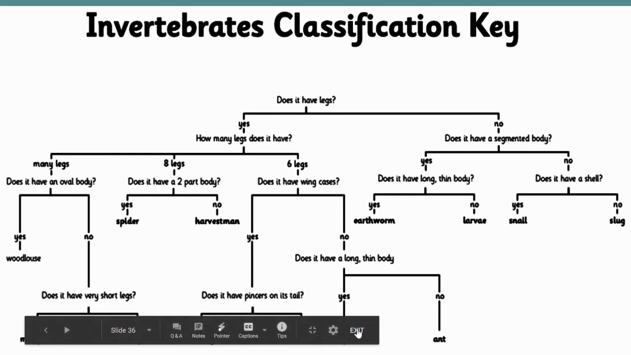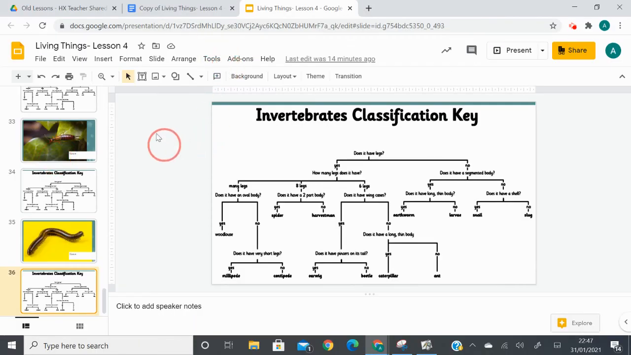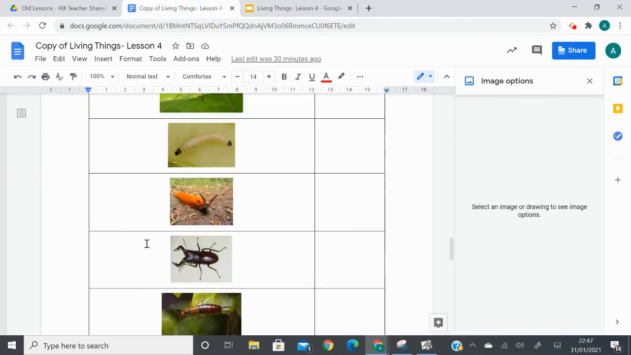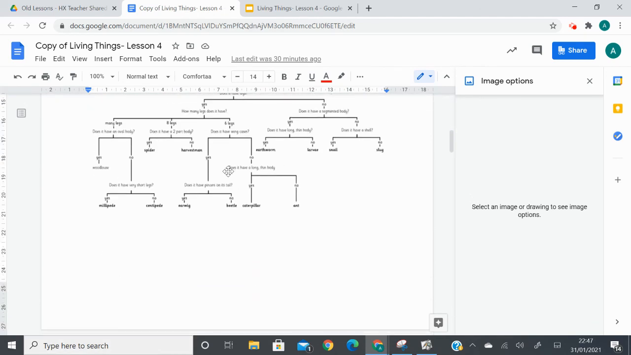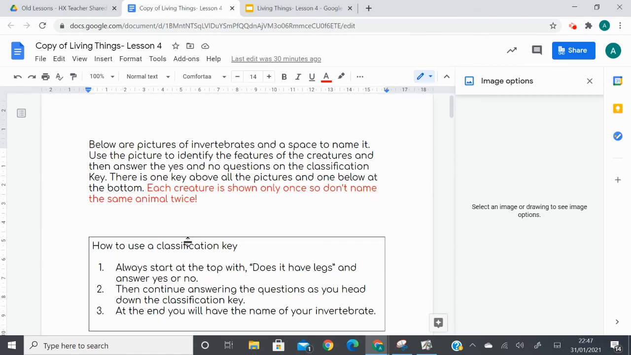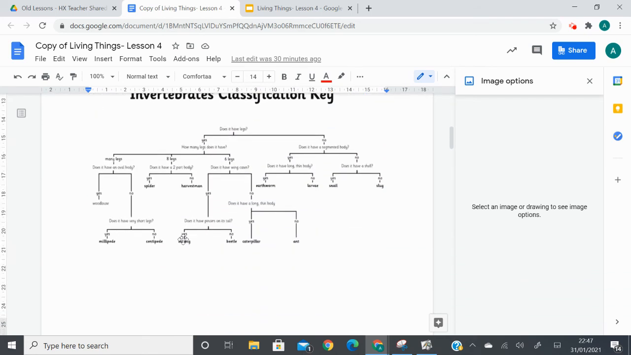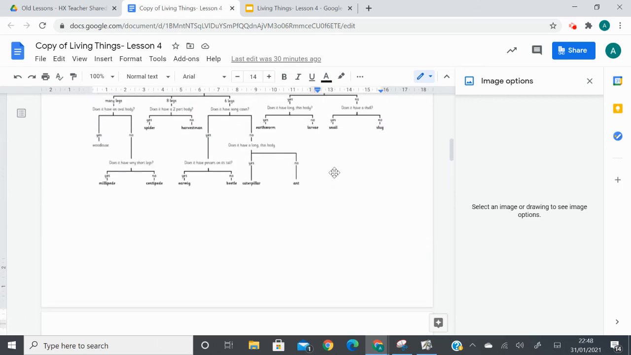Okay, so you will be doing that work. Let me show you what that work looks like. That work looks like this. You can either look at the slides or you can look at this work. I have the key here and at the very bottom of this work. And the directions again on how to use the classification key is here. The classification key is here. And then these are the animals, and you tell me the name that you will get from the classification key.